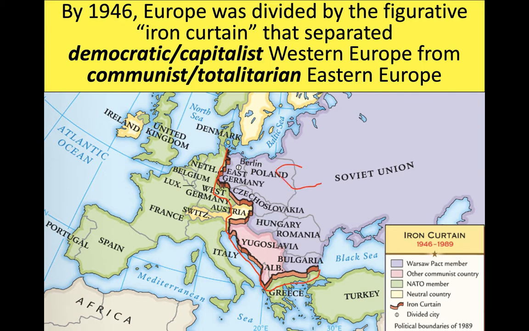Everything over here was basically democracy. Okay? And so you had the Soviet Union side over here, communism. You had the democracy side over here, an Iron Curtain splitting it down the middle. And this is going to be important for us going forward.